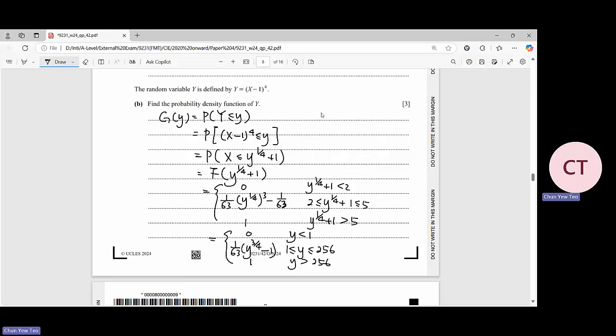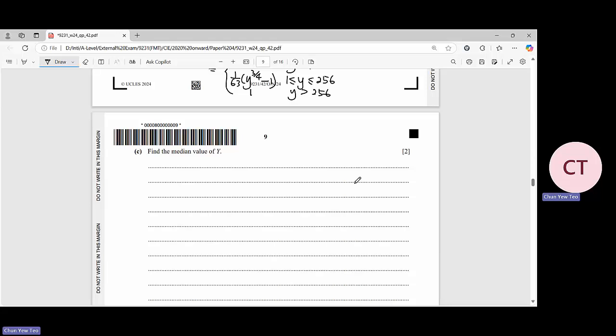If they want the PDF, then g(y) is actually G prime of y. So we differentiate this whole thing. I directly differentiate it. Then you will get 1 over 84 y to the power negative 1 over 4 for y between 1 and 256, and 0 otherwise. So this will be the answer for question 4B. Then after that, move on. Question number 5. No, this one is number 4C.